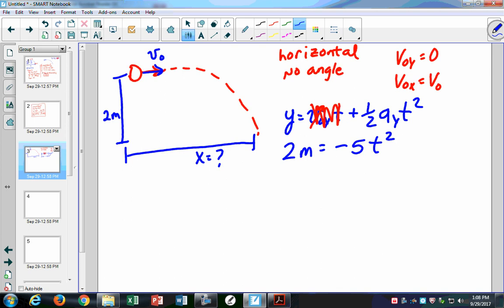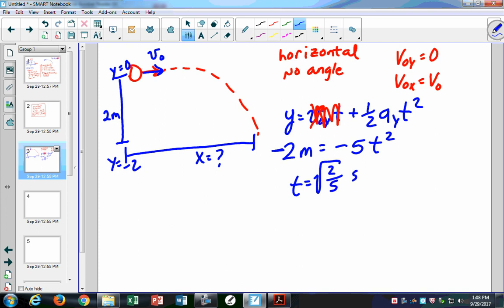Oh, but now I have a problem, right? Because I have to make this negative. Actually, it's supposed to be negative. This is y equals 0. This is y equals -2. It's just how we set our coordinate system. If you forget that negative, you'll eventually try to take the square root of a negative number. That won't make any sense. So t is the square root of 2/5 seconds.